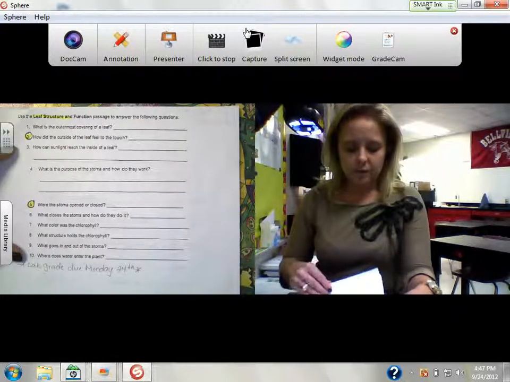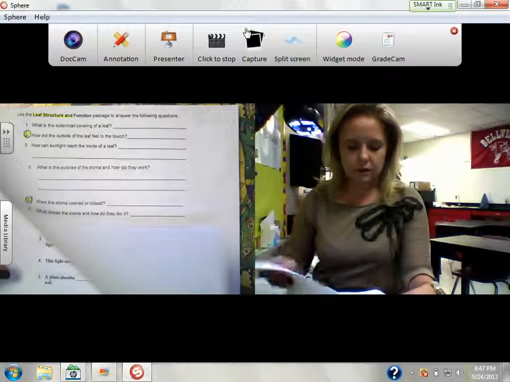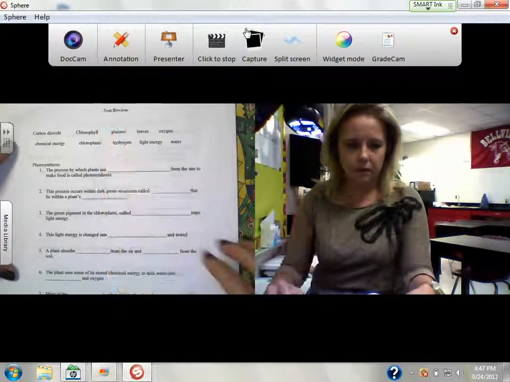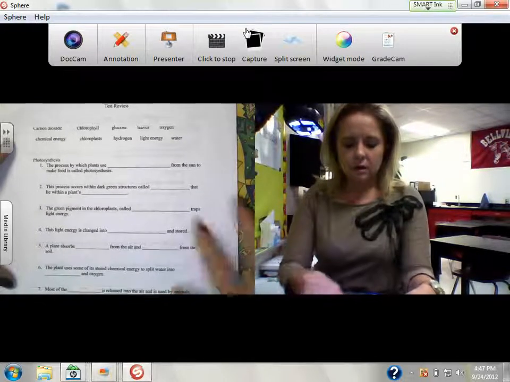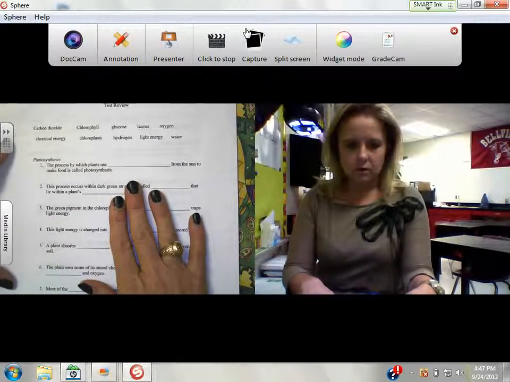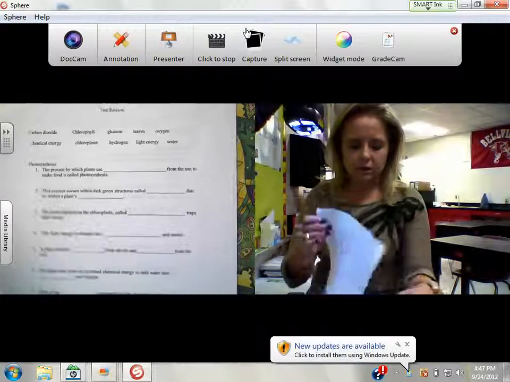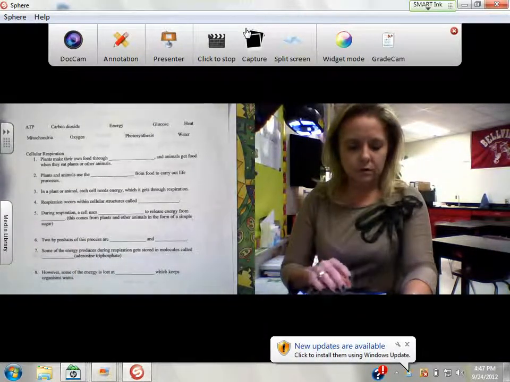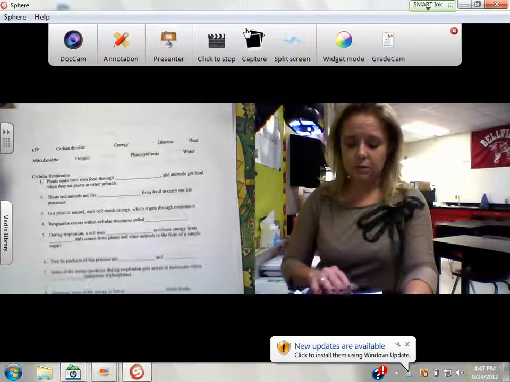The second paper that we're going to go through looks like this one. This is one that we gave Wednesday or maybe Thursday in class. It has photosynthesis on one side, and then on the back side is cellular respiration. Both of these topics are covered on the test, so you're going to want to make sure you have both of those handy.